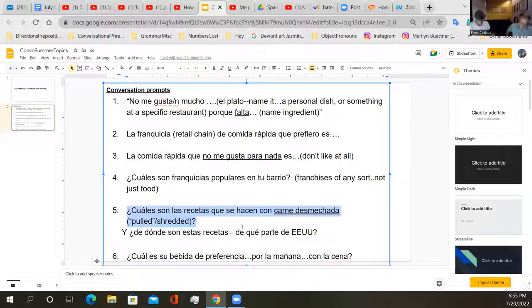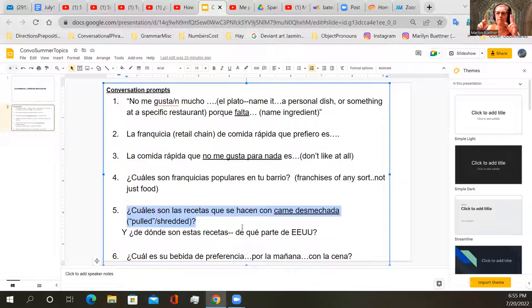Sí, sí. Las recetas que se hacen con carne desmechada, ¿de dónde? Texas y el sur de Estados Unidos. Sí, muchas recetas de Texas y del sur de Estados Unidos, como Mississippi, Alabama, de los estados al sur de nuestro país. La carne desmechada es muy popular, como en pulled pork, en barbacoa.